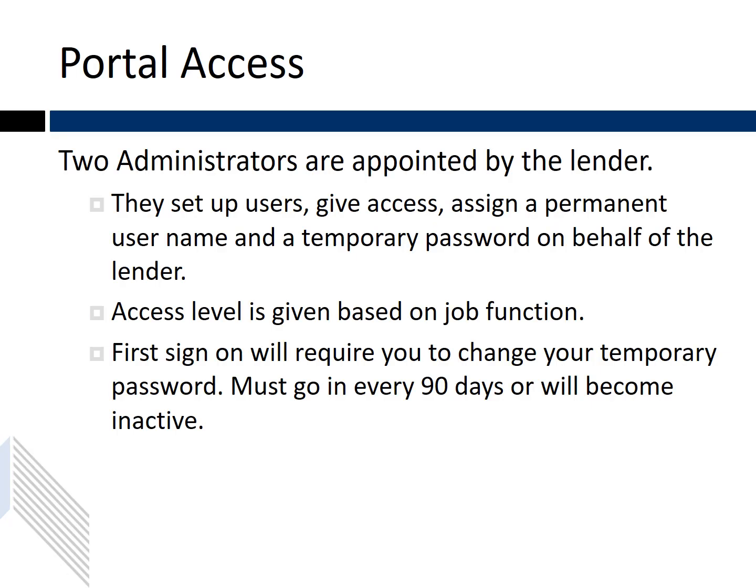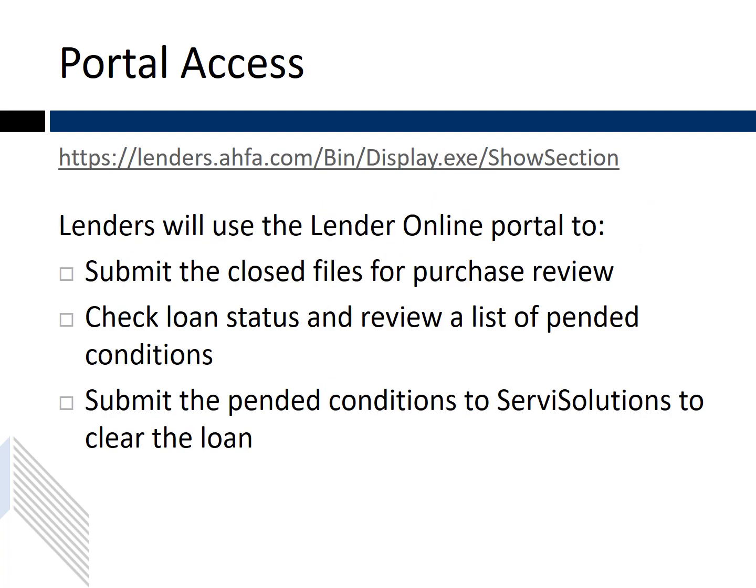Branch-level access to the Lender Online portal is given to participants by the company administrator. Each lender may designate up to 2 system administrators to manage their company's users. The Lender Online portal is a web-based system which allows lenders to submit the closed file for purchase review, check loan status and review a listing of pending conditions, and submit pending conditions to Service Solutions to clear the loan for purchase.